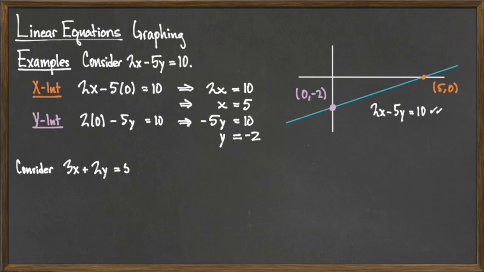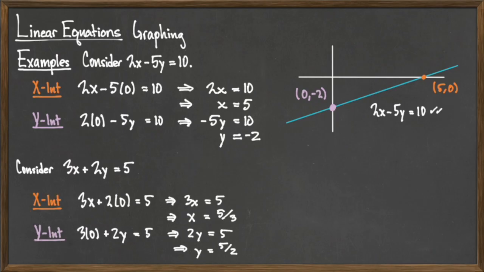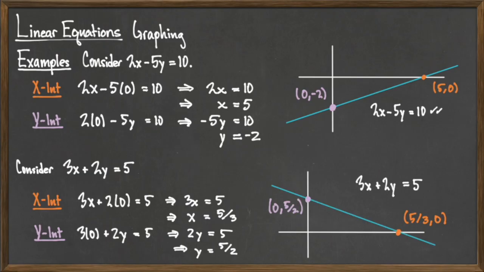We'll try the same thing with the equation 3x plus 2y equals 5. Again, the process is identical. Find the x-intercept by plugging in 0 for y, find the y-intercept by plugging 0 in for x, and then solve for your corresponding variables. This will give me an x-intercept of (5/3, 0) and a y-intercept of (0, 5/2). Then all I need to do is connect the dots by drawing a straight line between these points, and I have my linear graph.